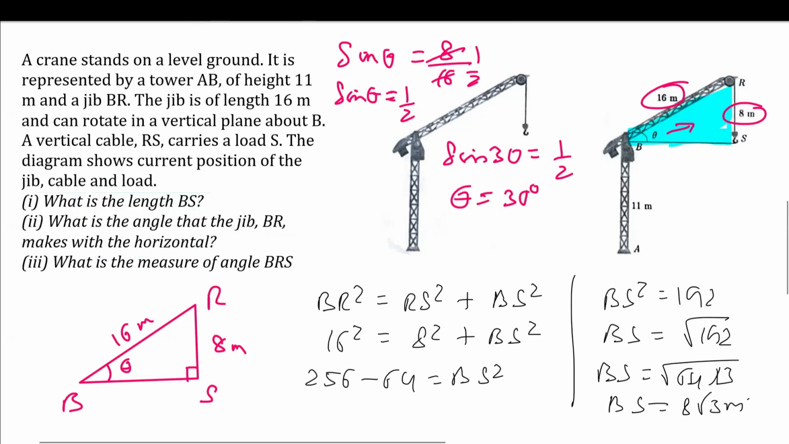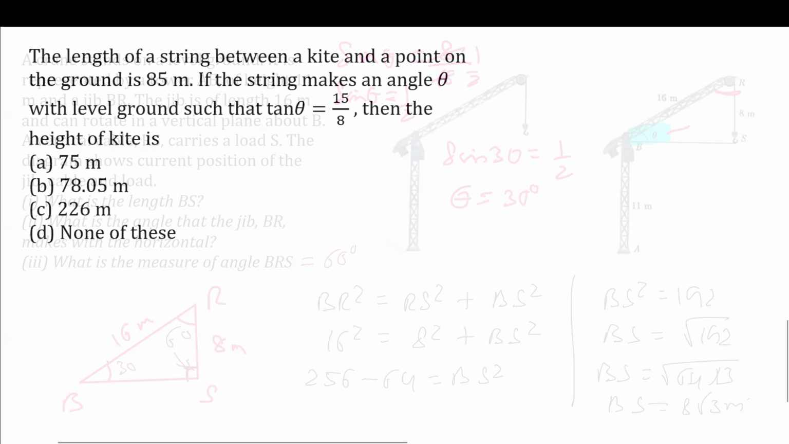And we have one more part over here. What is the measure of the angle BRS? This angle is what we have to get. It's very clear from here that we have got this angle as theta, and this is 90 degree. So by angle sum property, this will be 60 degree. So this angle BRS will be 60 degree, by angle sum property.